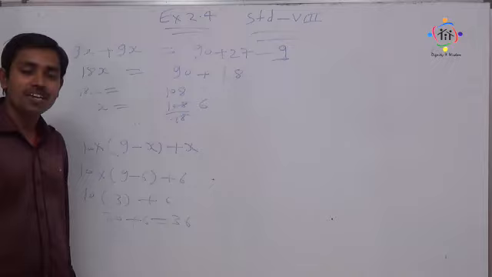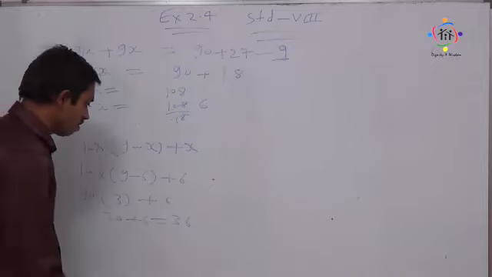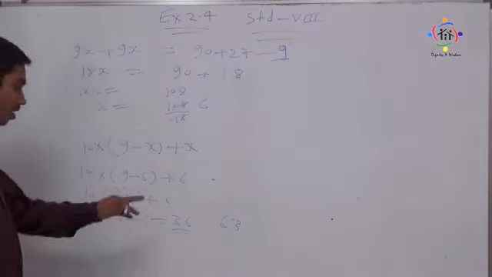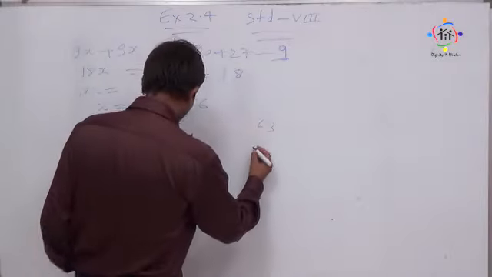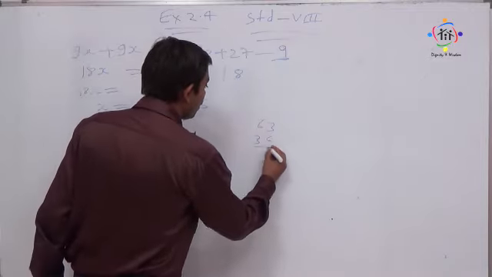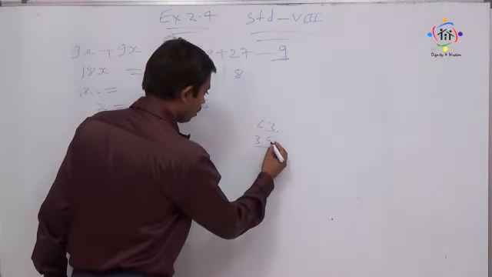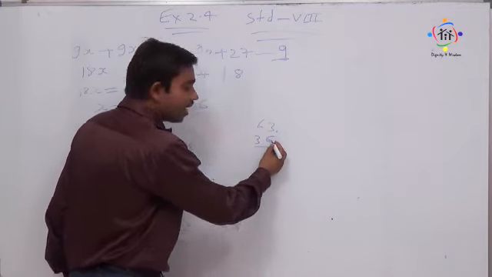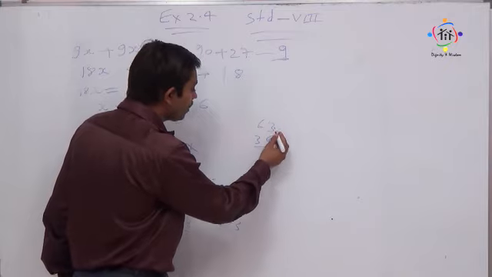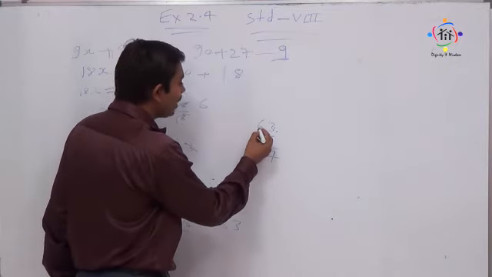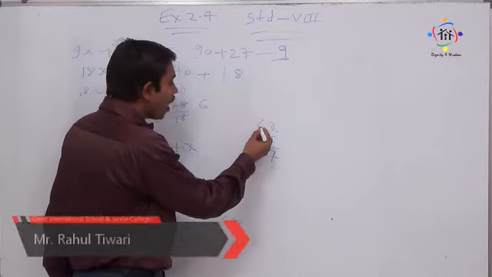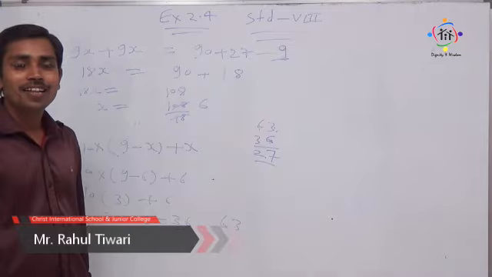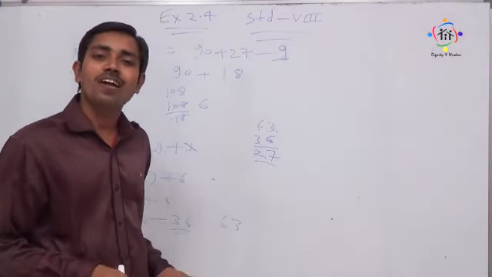Is it clear to all, my dear students? If I interchange its digits, what will we get? 63. Now what is the difference? We can check it. So subtract 63 minus 36. What is coming? 30 minus 6. Okay. Now we will subtract from these 13 minus 6, 7. And here what is that? 5. 5 minus 3, 2. What is getting? 27. So is it clear? This way you can check your answer also, my dear students.